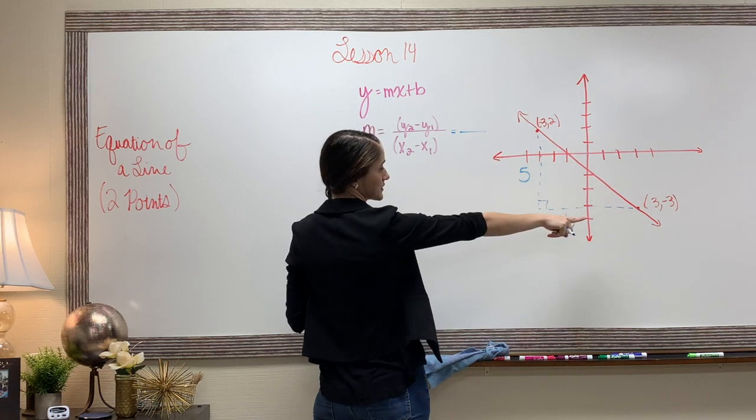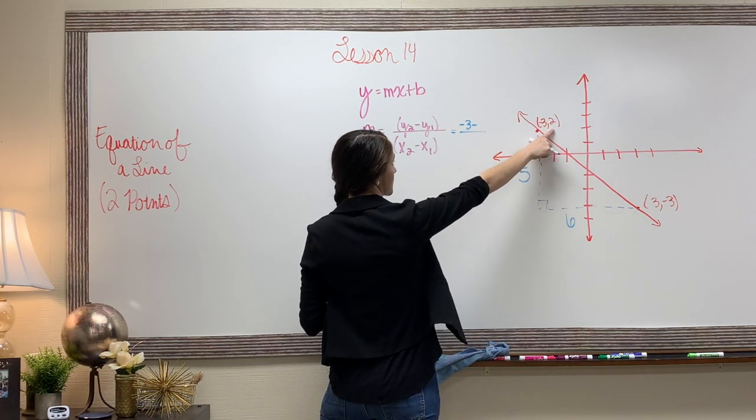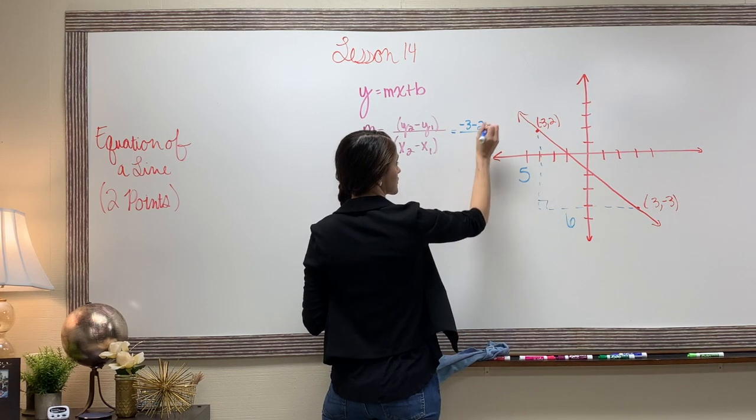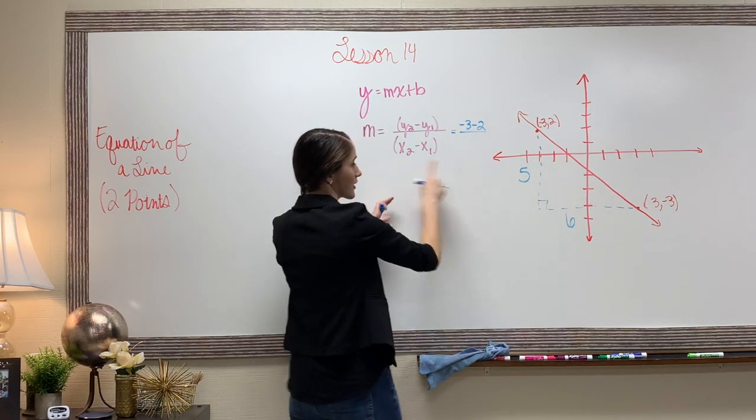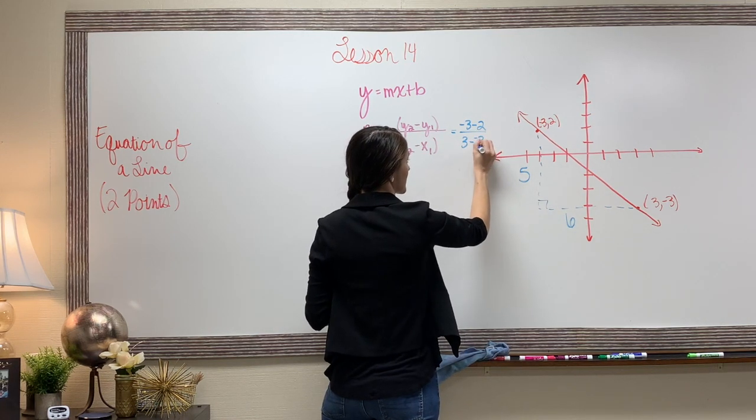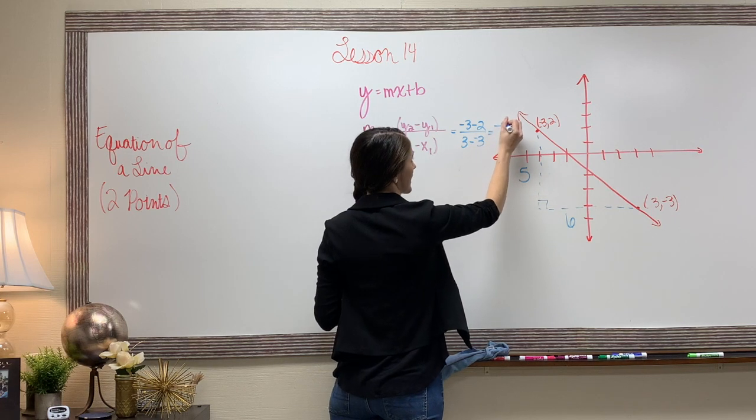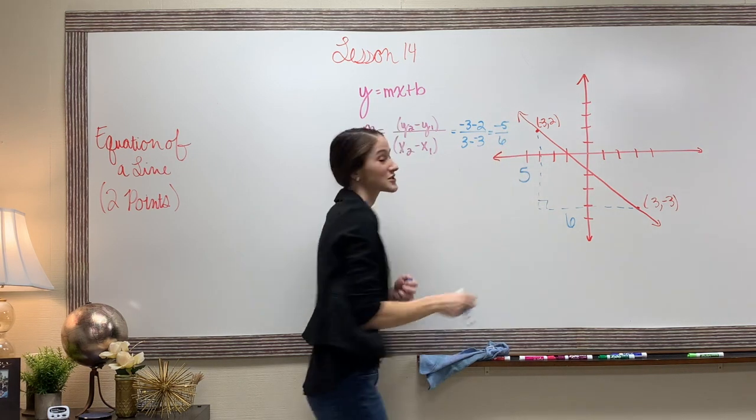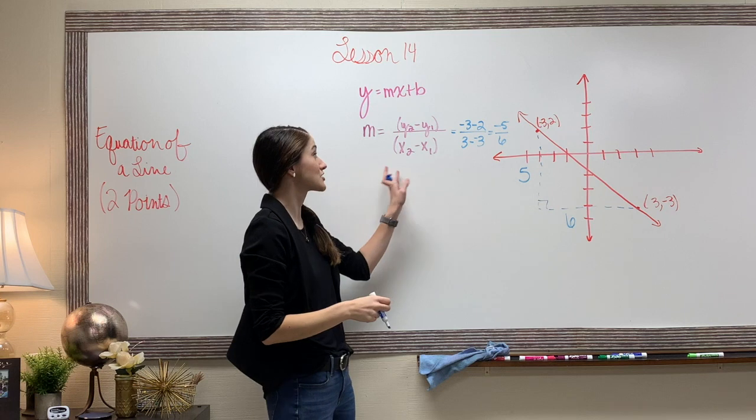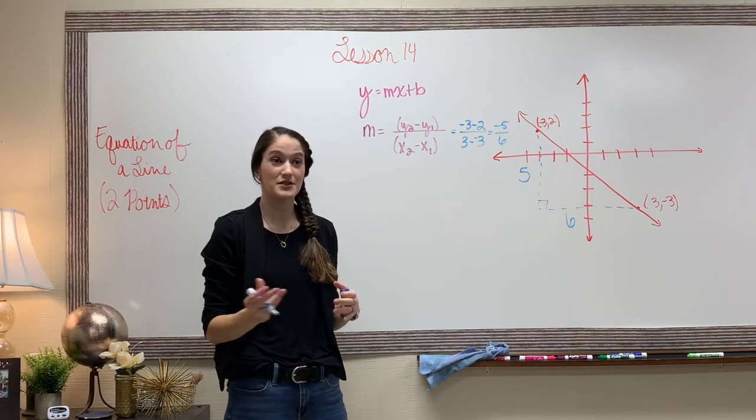So y2 is going to be -3 minus y1, which would be 2. And then our x2 is 3 minus -3. So this is going to become +6. So we get -5 over +6, which is what we came up with earlier. So this just shows you that it does work. You don't always have to graph out the points. So we found our slope.